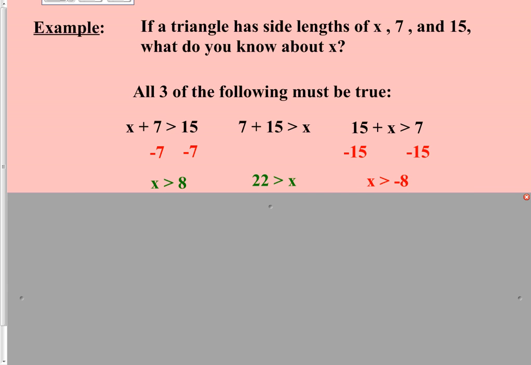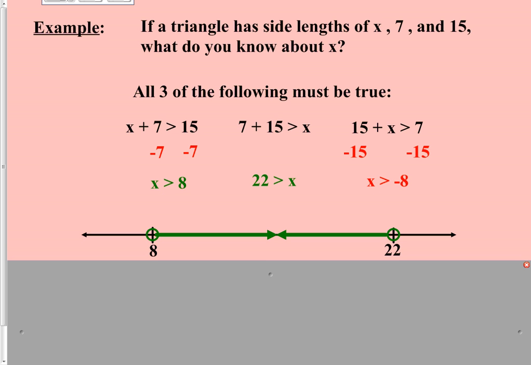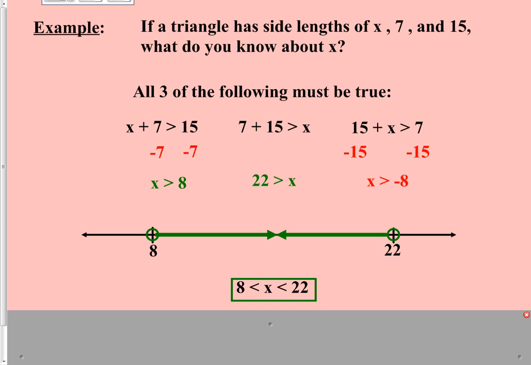8 is going to be one of the points on our number line. 22 is going to be another point on our number line. We will shade upwards from the 8 because it says x is greater than 8. Okay, and we will shade downwards from the 22 because 22 is greater than x, which means x is smaller. So in the end, x must be a value that is between 8 and 22. 8 is smaller than x, which is smaller than 22.